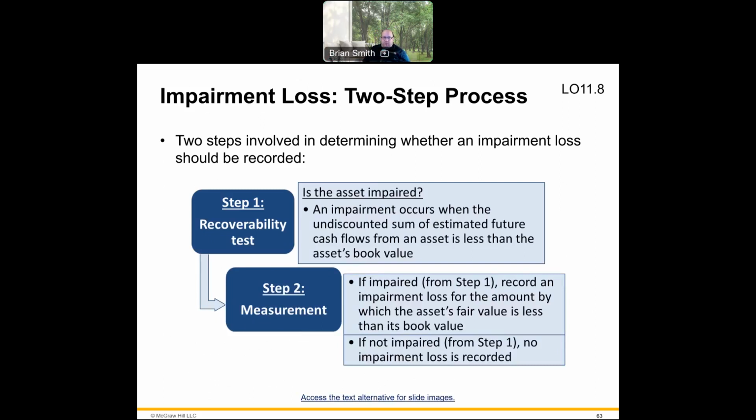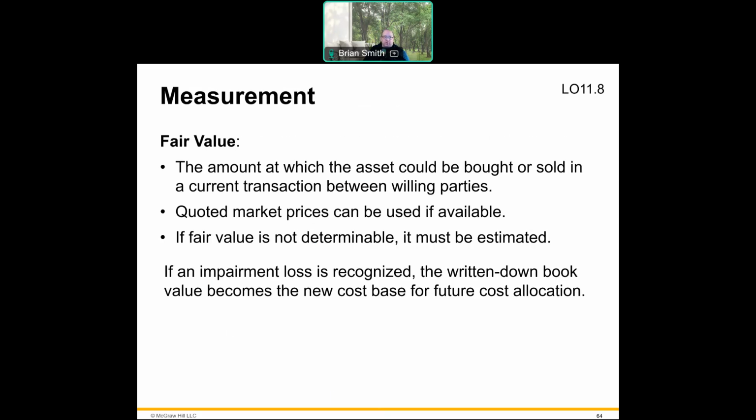If it's impaired, as in number one, the impairment loss would be for the amount by which the asset's fair value is less than its book value. If it's not impaired from step one, no impairment loss is recorded. Here's our measurement: fair value, the amount at which the asset could be bought or sold in a current transaction between willing parties. I like that, willing parties. Can't force somebody, right? Can't hold a gun to them and say, you're going to buy this.